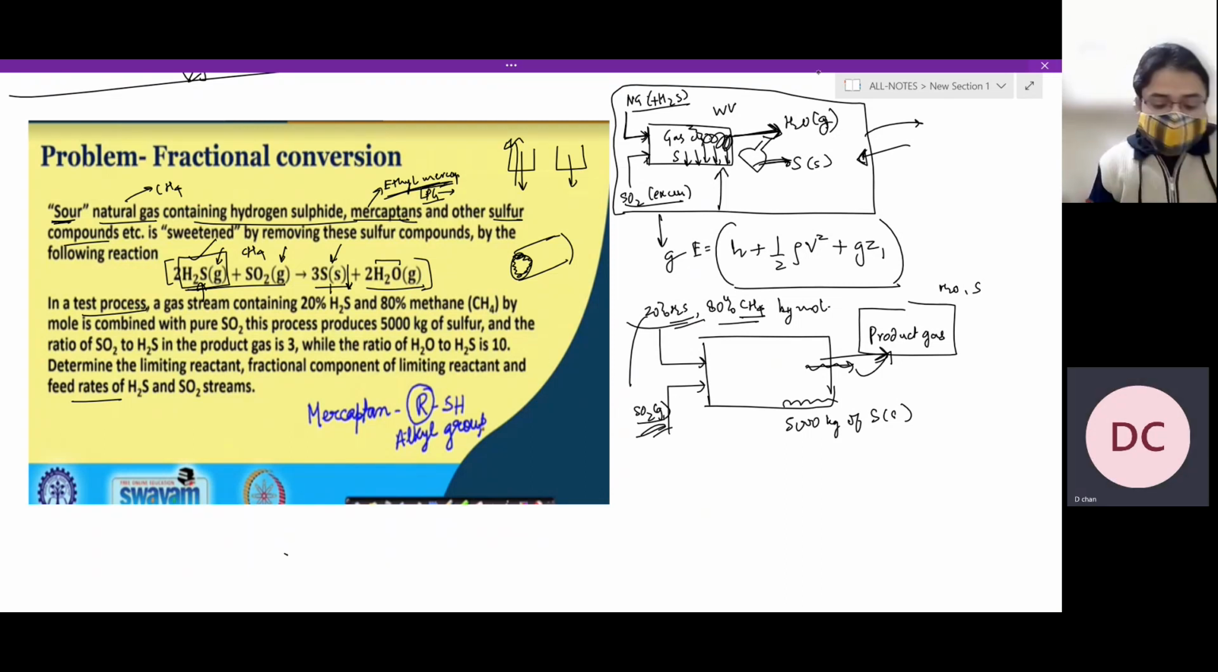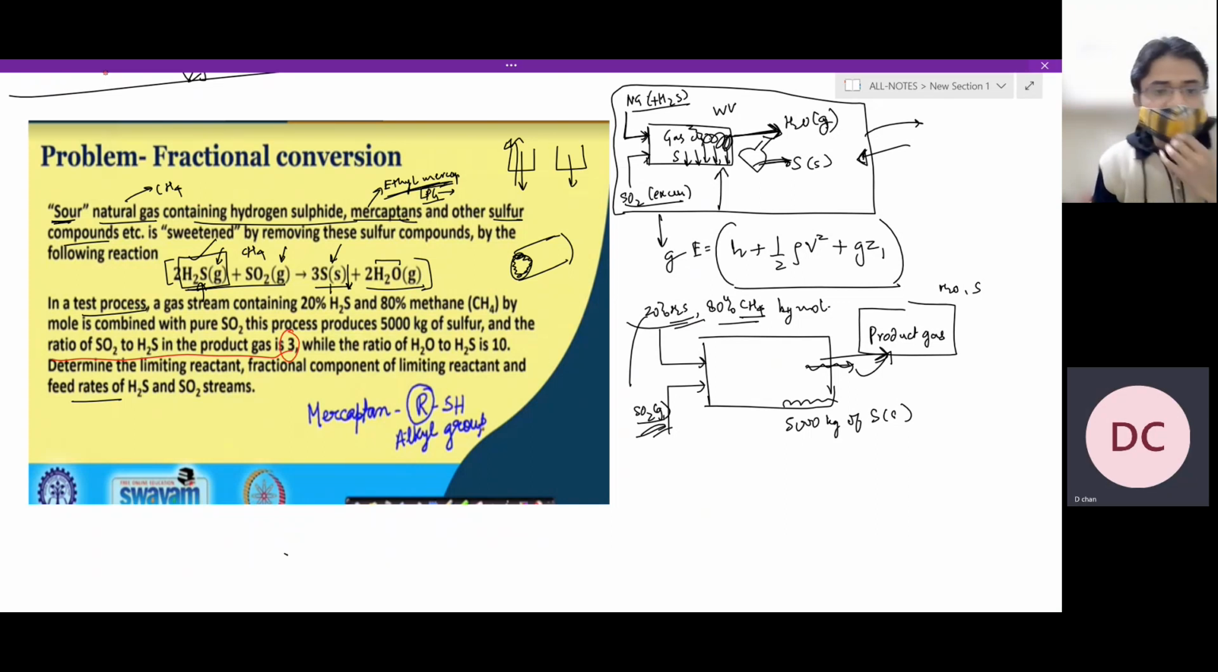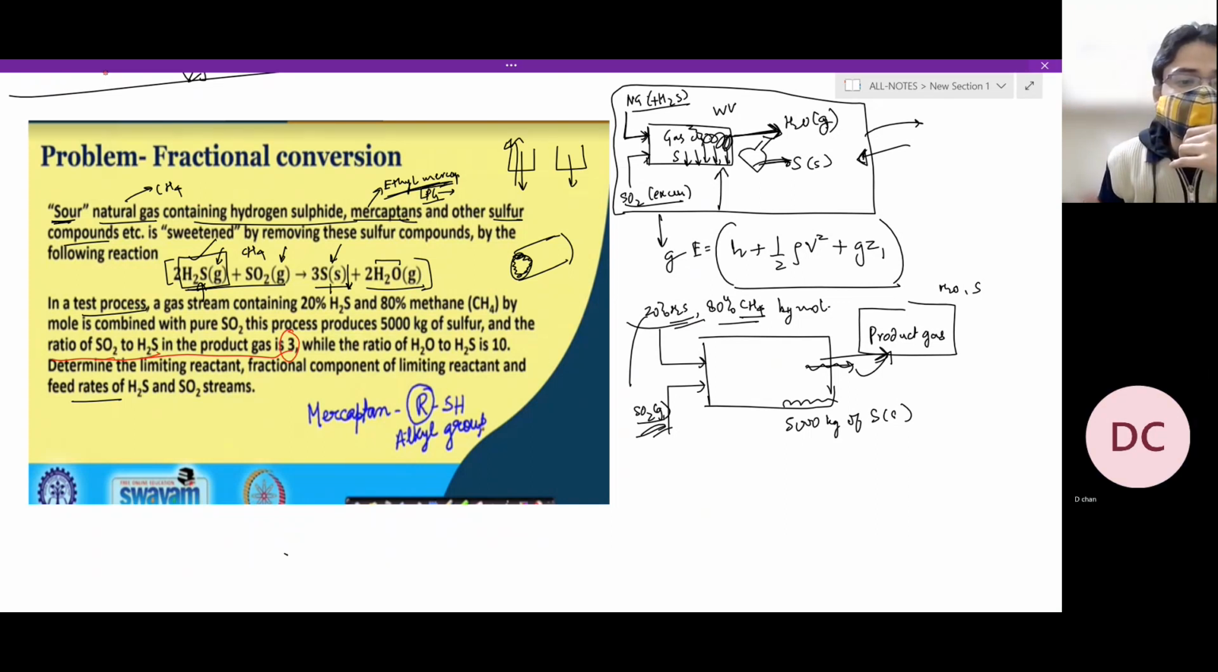So how do you identify if that is happening or not? Because you have this product composition. In the product gas, you see that there's a ratio of SO2 and H2S is 3. That implies that the product gas also contains both of these reactants, and this implies that the reaction is incomplete. As soon as you understand that the reaction is still incomplete, then there must be a limiting reactant, there must be an excess reactant, and whatever extent of reaction, and all those things come after this.